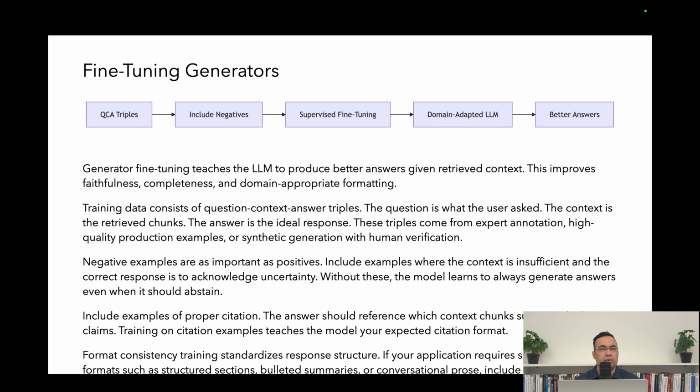Let's talk about fine-tuning the generator LLM. Training data consists of question, context, answer triples. The question is what the user asked, the context is the retrieved chunks, and the answer is the ideal response.